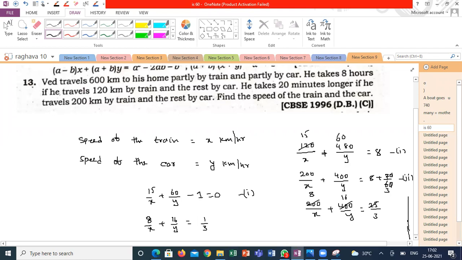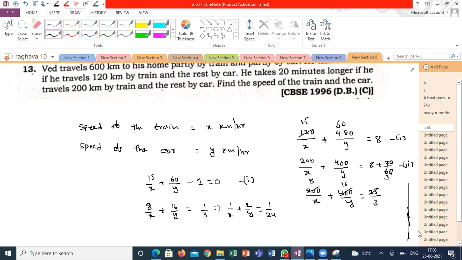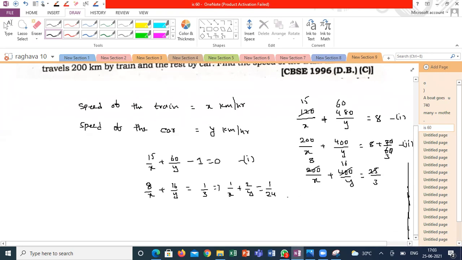If I divide the whole equation by 8, 1 by x plus 2 by y is equal to 1 by 24. So 24 by x plus 48 by y minus 1 is equal to 0. 24 by x plus 48 by y is equal to 1 is the second equation in simplest form. So if you solve the first equation and second equation, you will get the answer.